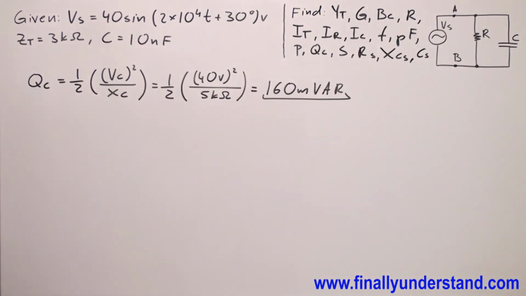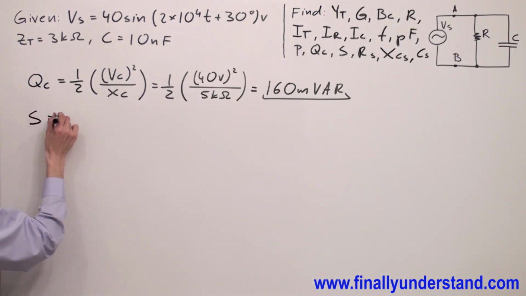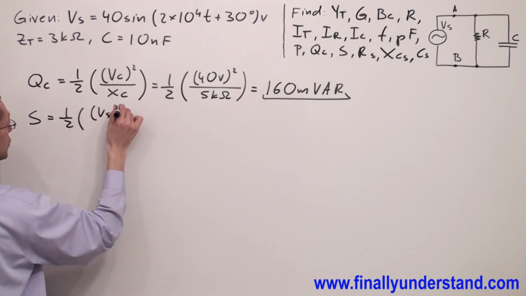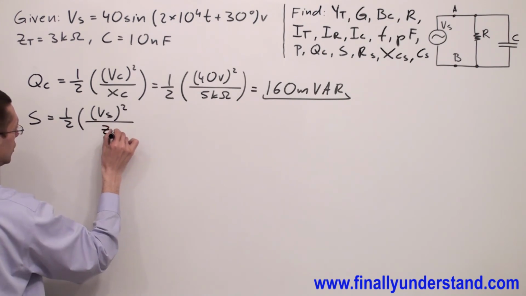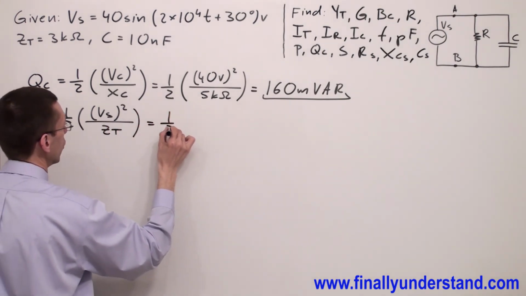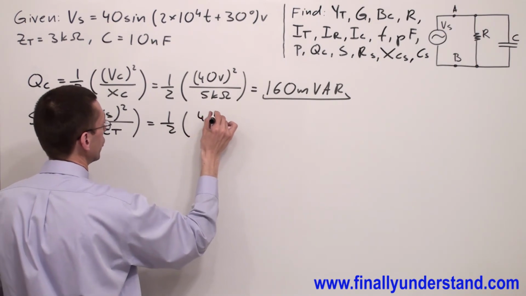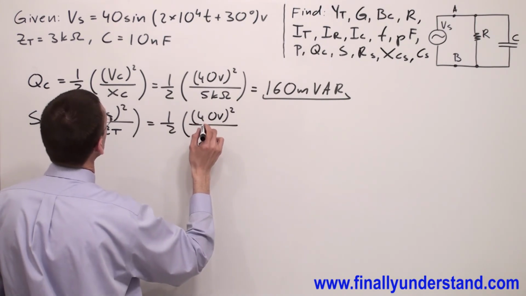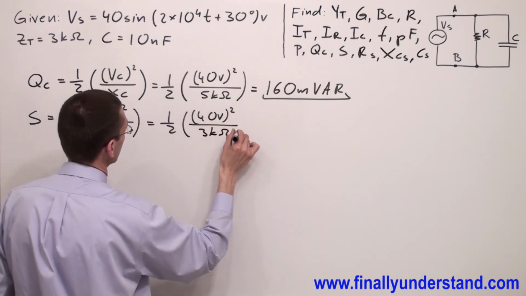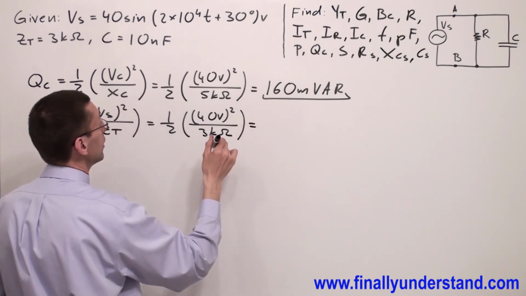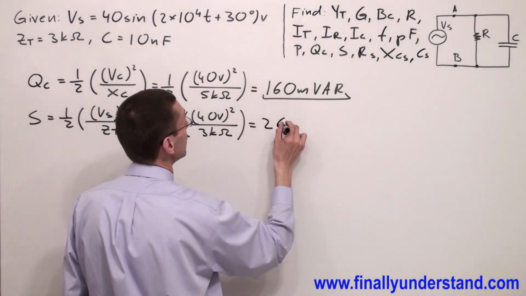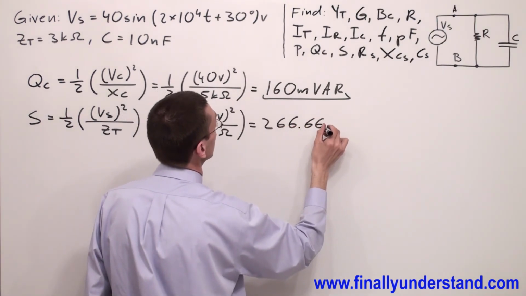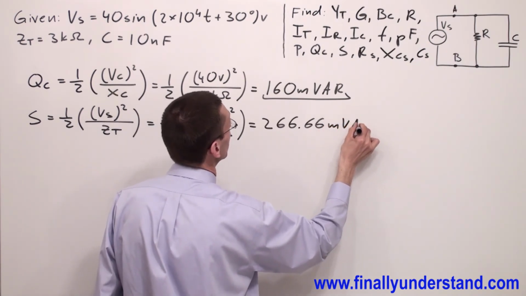Next, I'm supposed to find the apparent power. S equals 1/2, and I have the voltage source raised to the second power over Z total, which is equal to 1/2, and I have 40 volts raised to the second power over Z total, which is equal to 3 kiloohms. This is equal to 66.66 millivolt-amperes.